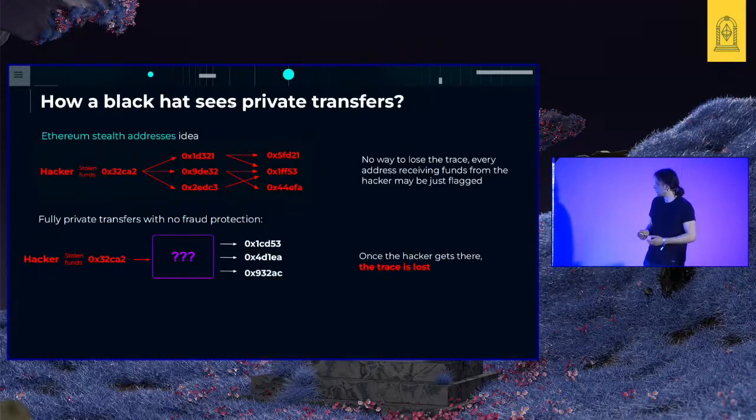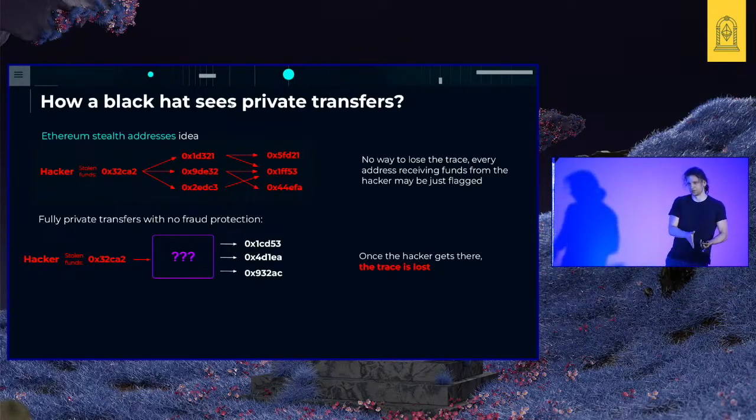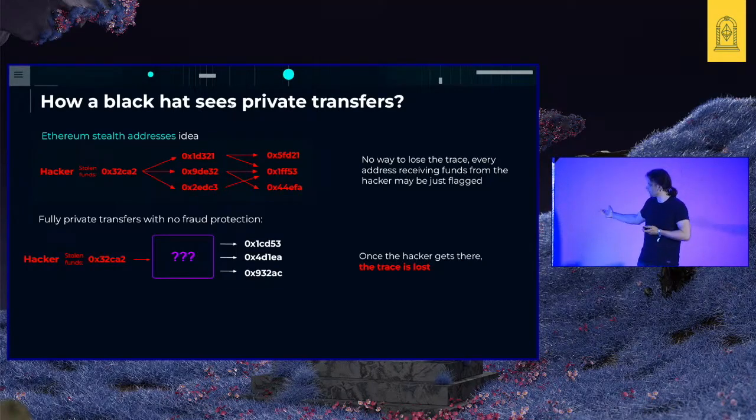So how a black hat sees private transfers. When it comes to Ethereum's stealth addresses, the situation with black hats is usually that there is some big well-known hack, and the funds from the hack are deposited into some particular address, and everyone can see that because this is a public address on a public blockchain. Then black hats want to do something about it, like somehow mix it with something or hide it. With stealth addresses, this is just not possible. They can generate fresh addresses all the time, but in the graph we can always backtrack the transactions. Wherever the funds go, we can always see that these are the funds originating from the hack. So Ethereum stealth addresses don't help at all for this kind of money laundering.